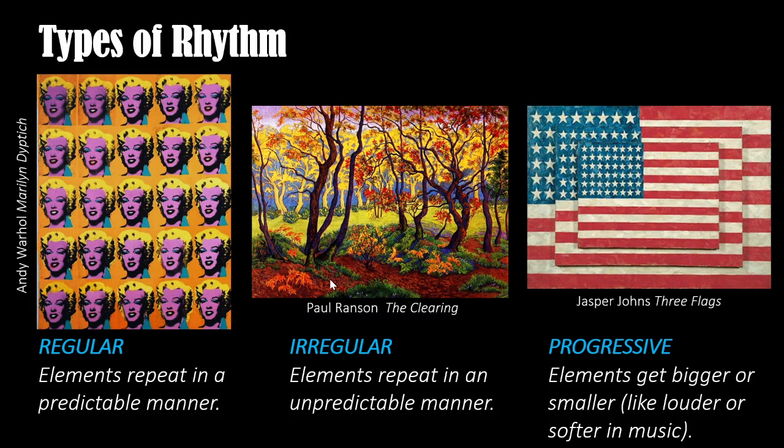Then there's irregular rhythm, which means that the elements repeat in an unpredictable manner. So just like in a real forest, when you have trees, nobody planted those trees. They just kind of grow randomly. And so these trees, even the trees in the background that are yellow in color, create this irregular rhythm. It kind of leads your eye through the work of art.